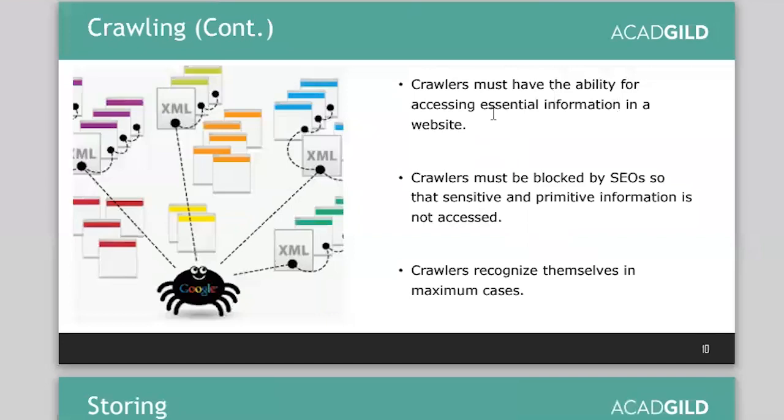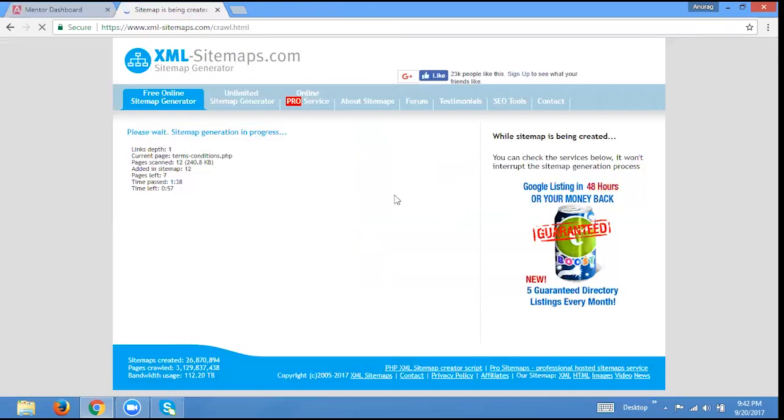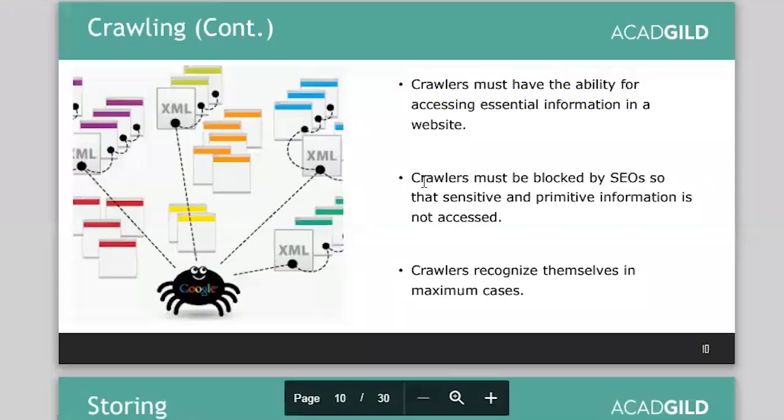Crawlers must have the ability to access essential information in a website. Crawlers, or robots, must be blocked by SEO so that sensitive and private information is not accessed. Do you know why banks basically block the robots? They don't want robots to come to their website. Do you know why? You have millions and trillions of rupees or lari in your account. Do you want a Google robot to come to a particular bank to just check Faisal's or Paramesh's account information? Does the bank want Googlebot to come and have access to anybody's bank account? The answer is no.